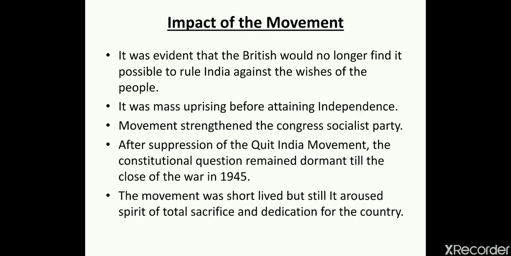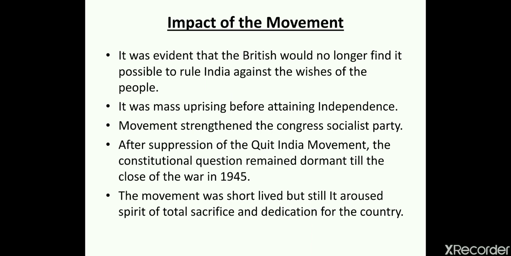Then the impact of the movement. It was evident that the British would no longer find it possible to rule India against the wishes of the people. Now it was the final call for the Britishers, because they knew that from now onwards they would not be able to prolong their rule in India, and they would not be able to suppress the Indians from getting their independence. Then it was a mass uprising before attaining independence.